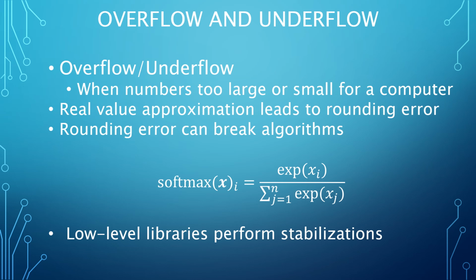Overflow and underflow in computer science is the problem of numbers being too large or small for a computer to handle them properly. This can happen because real numbers can theoretically have infinitely many digits, but need to be stored finitely on a computer. So for almost all real numbers, there's going to be some approximation error in representing them on a computer. This becomes rounding error, which can be problematic if it accumulates across many operations. Enough rounding error can cause algorithms that work in theory to fail.